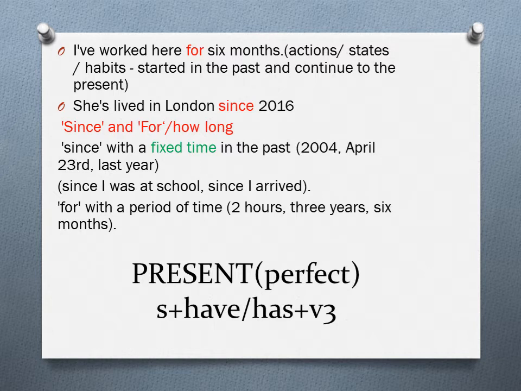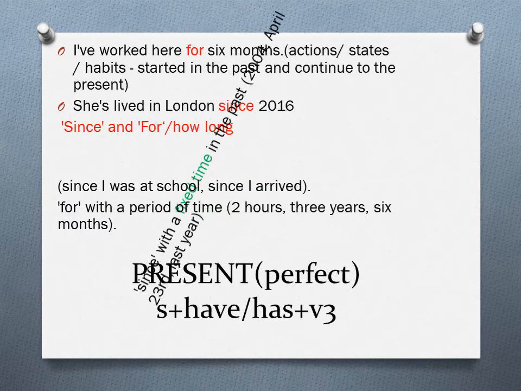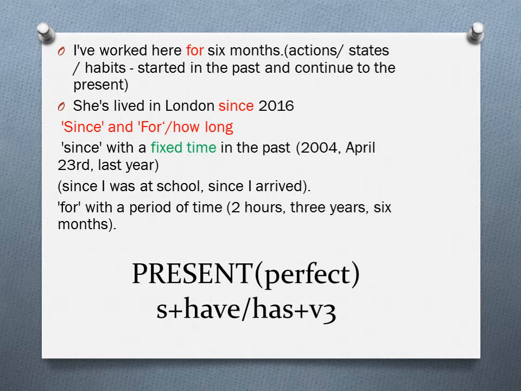In the second example, she has lived in London since 2016. Living in London started in 2016. It still continues. So here we have to be careful with the use of since and for. Both of them mean how long we lived or she lived.